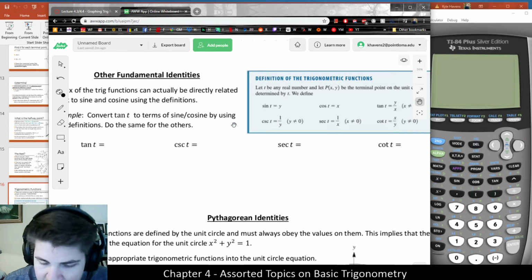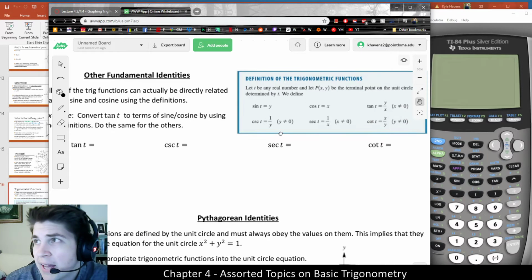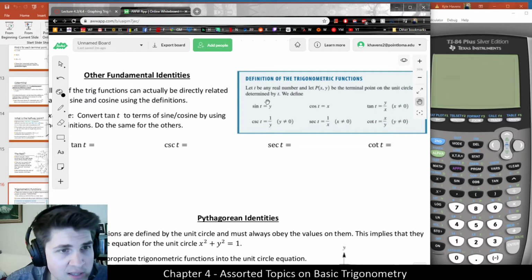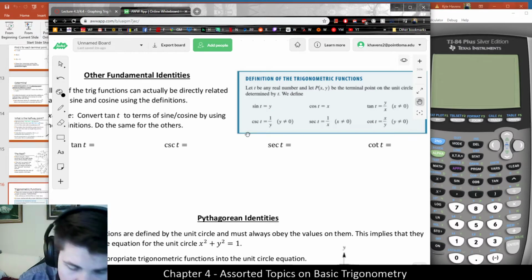But basically, each trigonometric function is the reciprocal of a different trigonometric function because of the definition. So on the packet, I referred to the definition because notice that sine was defined to be y, cosecant was defined to be the reciprocal. So by fundamental definition, cosecant is one divided by sine always.